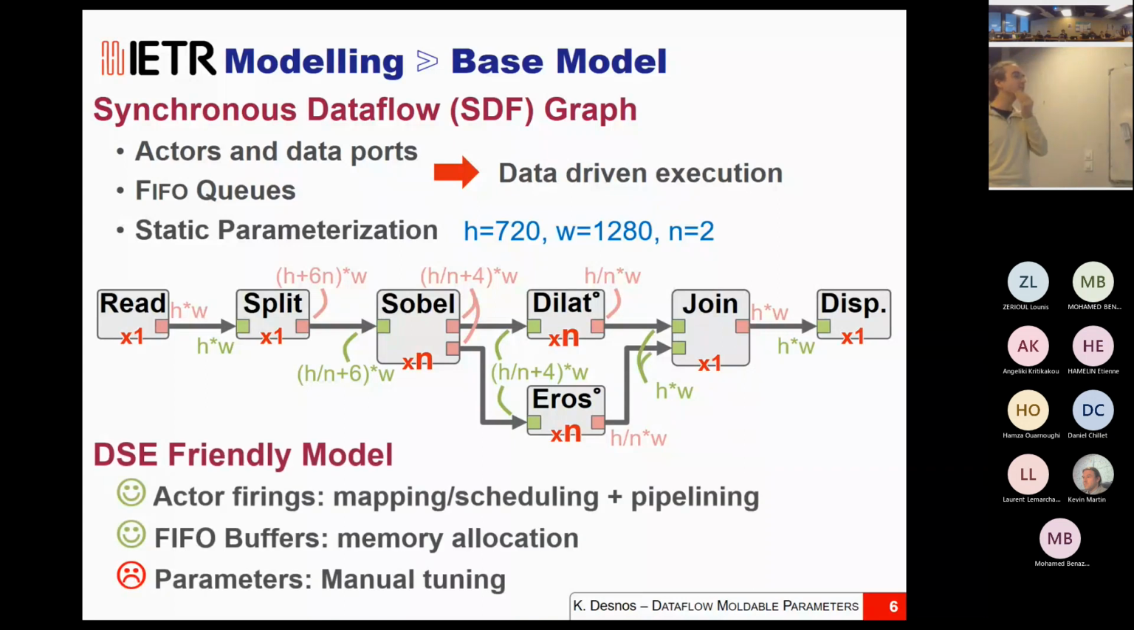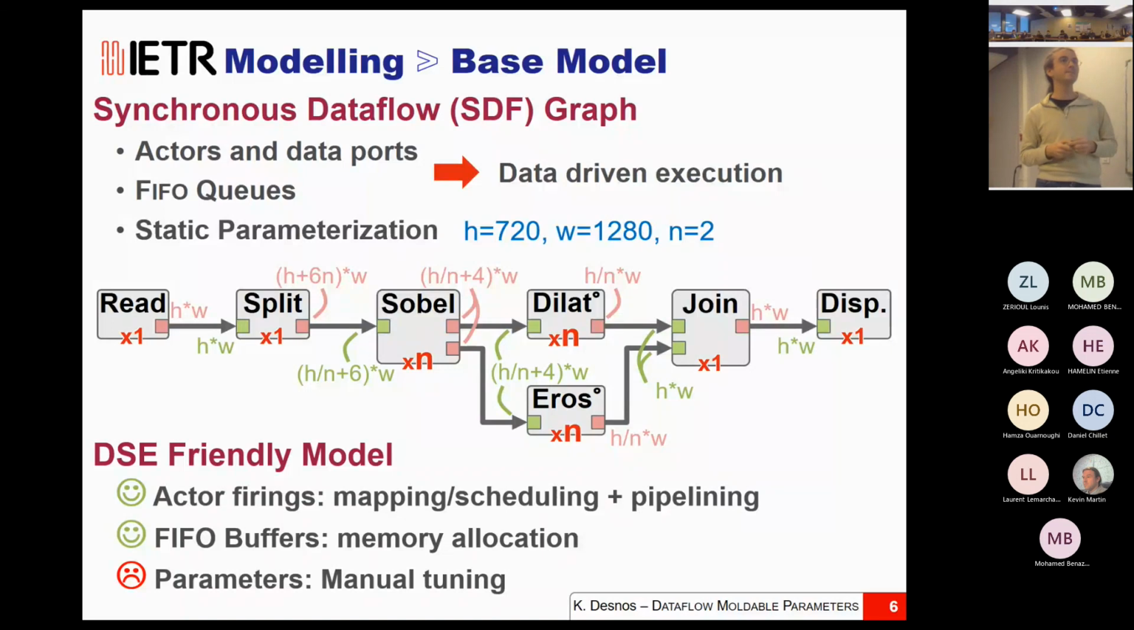Now, this model is already quite friendly for the design space exploration, and this is a reason why several of us have been studying it for quite some time. First, the actor firings, the individual firing of actor, is very friendly to study the mapping, the scheduling, and the pipelining of the applications. And so we have been studying it for quite a lot of time. The FIFOs is also quite friendly to perform the memory allocation. The allocation of each of the FIFO in memory can be studied, and you can optimize it very efficiently. I did a whole PhD thesis on this, so yes, this is a very interesting problem.